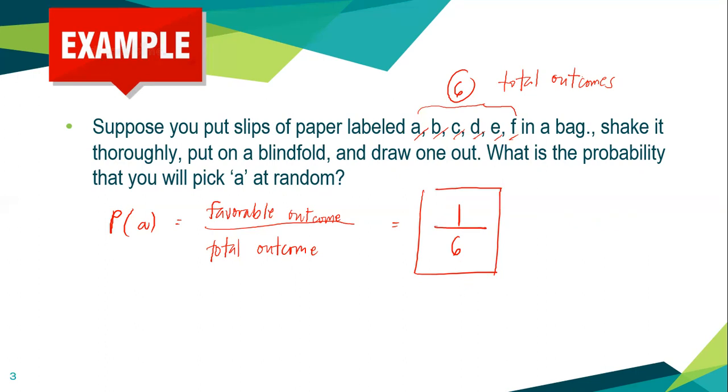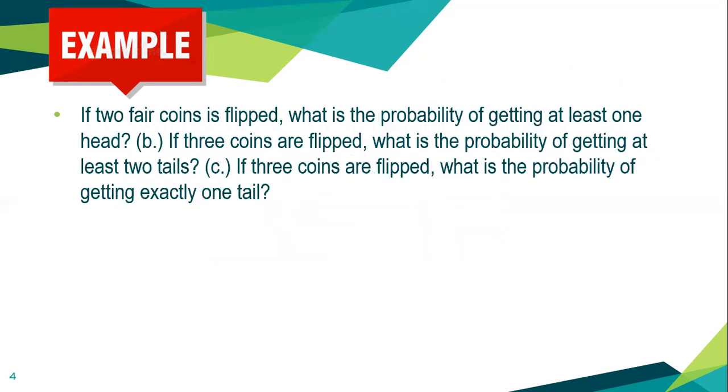So another example. If 2 fair coins are flipped, what is the probability of getting at least 1 head? Letter B, if 3 coins are flipped, what is the probability of getting at least 2 tails? And letter C, if 3 coins again are flipped, what is the probability of getting exactly 1 tail? So doon sa una nating situation, we are going to use 2 fair coins.